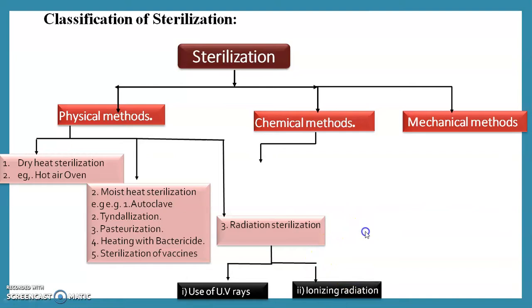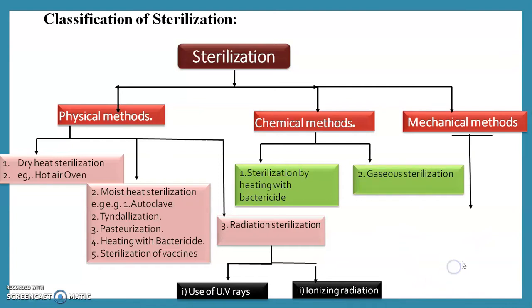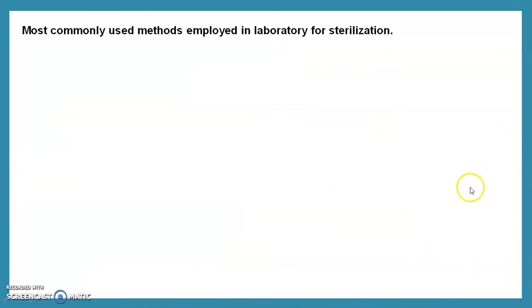Chemical method consists of sterilization by heating with bactericides and gaseous sterilization. Mechanical method consists of using different filters like ceramic filter, sintered glass filter, sintered metal filter, and membrane filter. This is the classification of the sterilization.